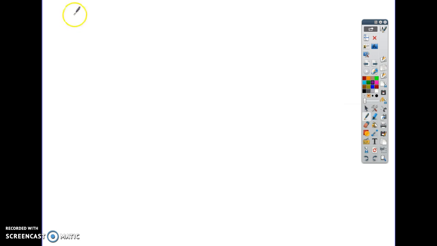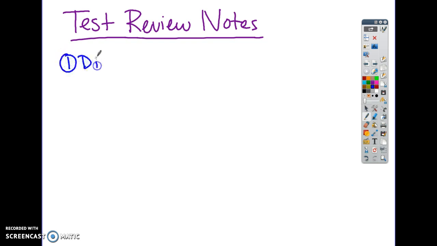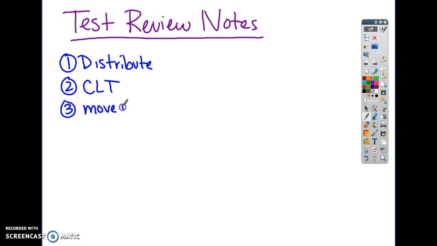We are going to take test review notes. Okay, remember the steps that we need to follow are distribute, combine like terms, move the smallest variable, and do.